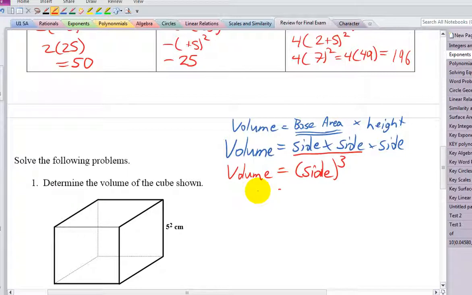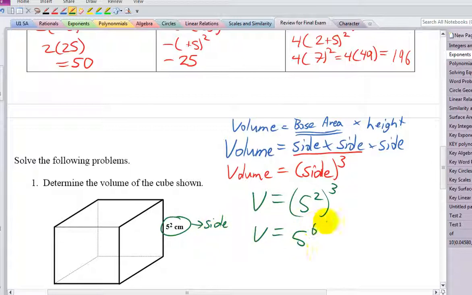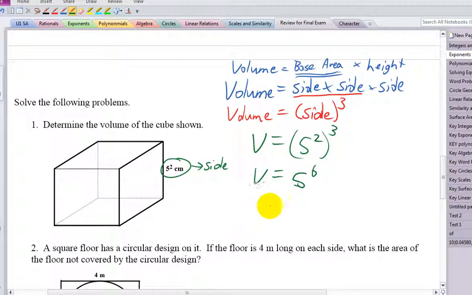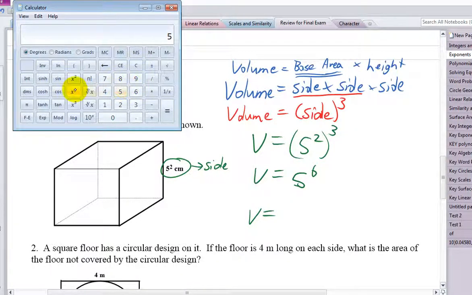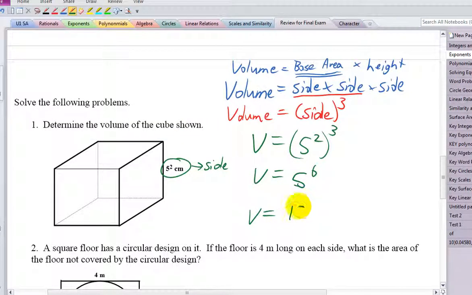So for our question now, we'll say that the volume equals 5 squared all cubed, because our side length is 5 squared. So the volume is 5 to the exponent 6. That could be an answer, or I could check your calculator and see if you know how to do that. 5 exponent 6 on your calculator. Everyone please try that. 15,625 centimeters cubed. Sarah?